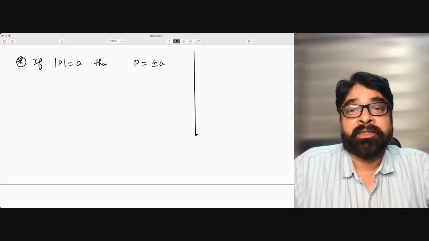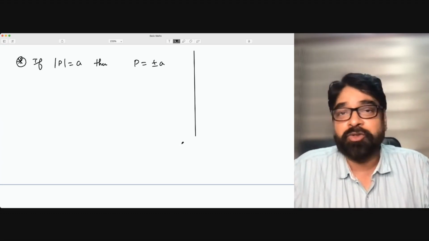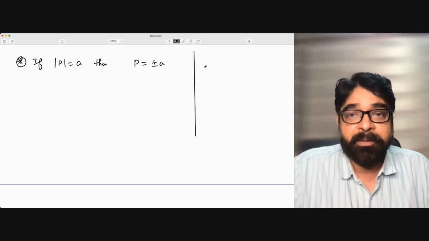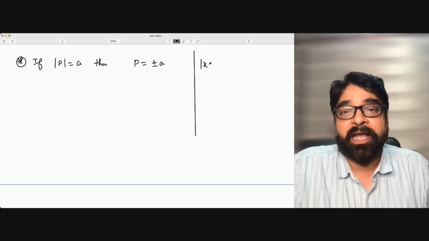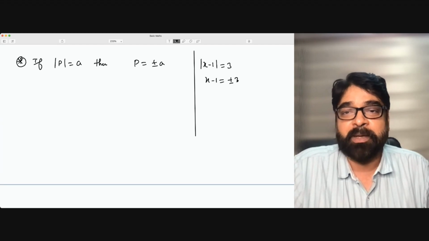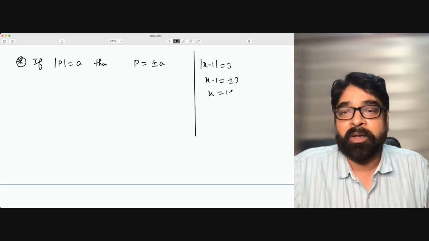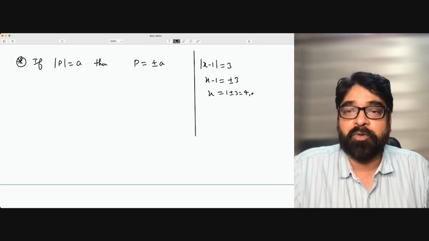See, that is called the overthinking formula. The formula should not be overthought. What does it mean? Suppose somebody asks you, what is x if mod of x minus 1 equals 3? People do mod of x minus 1 equals plus minus 3 because the formula told so. So x equals 1 plus minus 3, the answer will be 4 or minus 2.